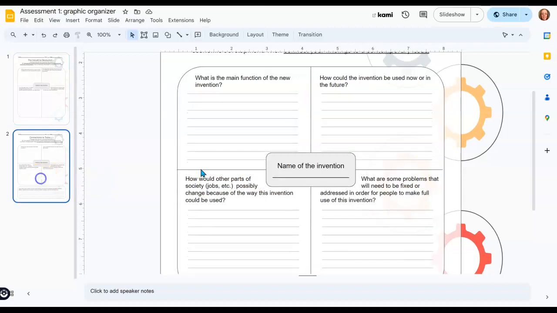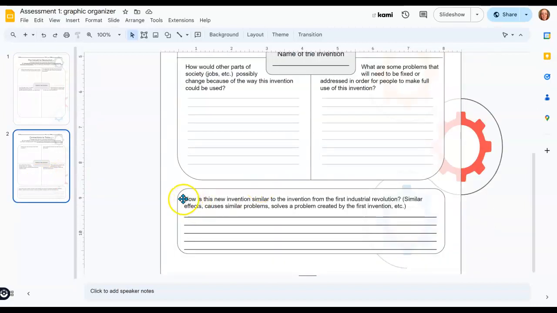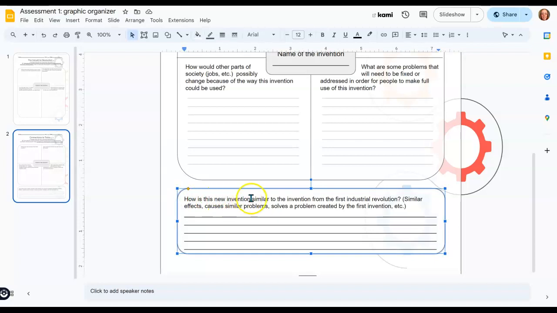compare it there. And then at the end, you need to find the similarities between how things change with the first one and how things might change with the recent invention. So if I'm looking at steamboats, how did the steamboat change transportation? What are the similarities with how self-driving cars might change transportation? Or how did the railroad change transportation? How are self-driving cars going to be similar?